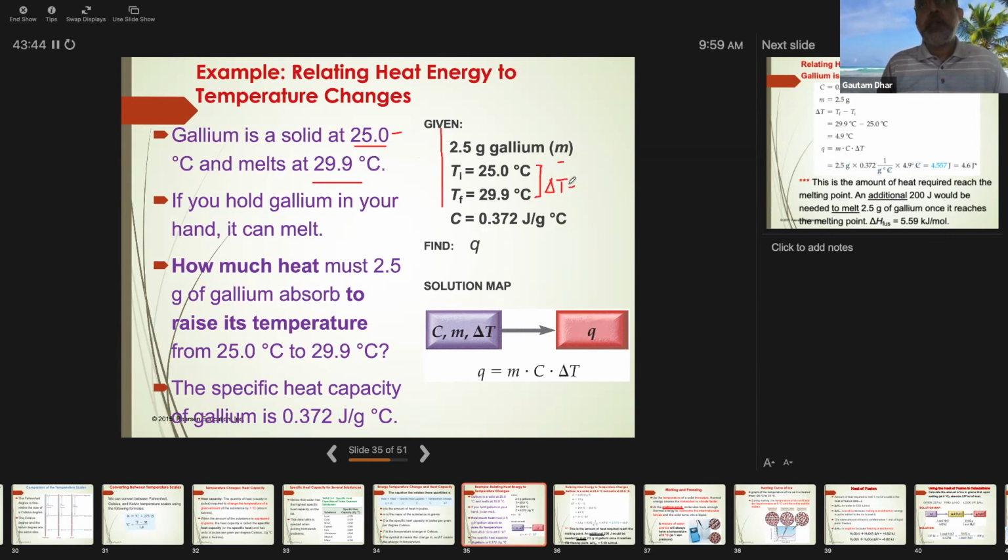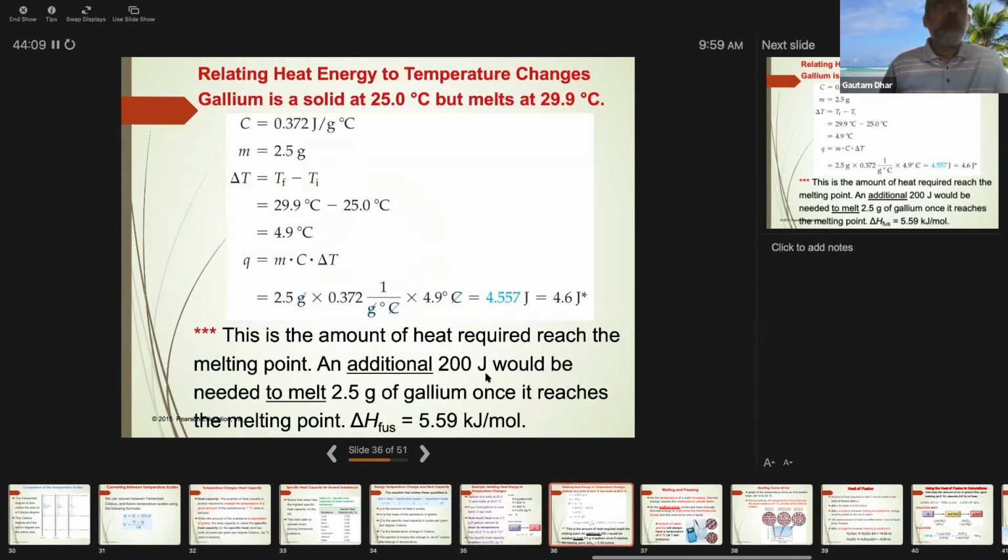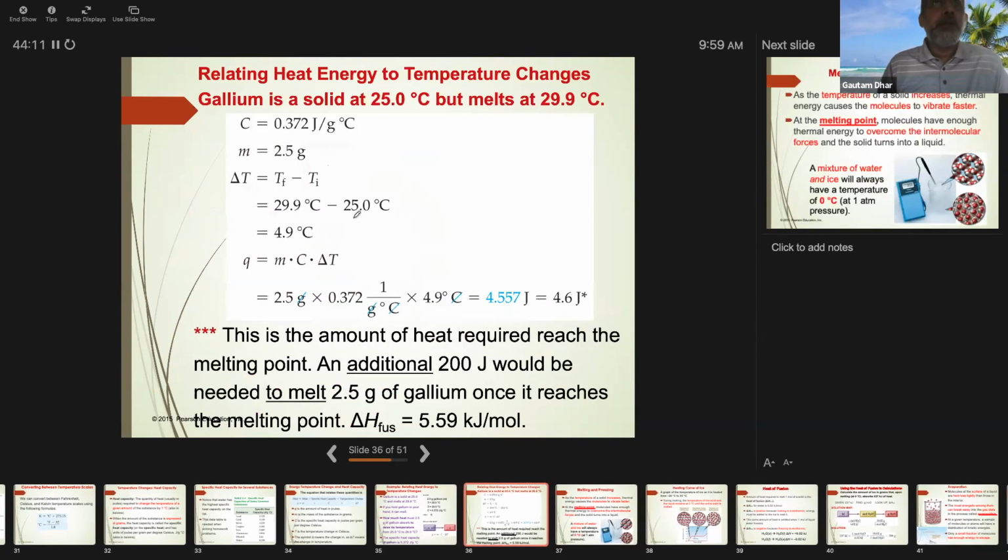So delta T is always final, delta, the meaning of delta means difference, and we always do final minus initial. Okay. So we can calculate the delta T, and we can get this from the table. You just multiply them. So this given here, the specific heat capacity of gallium is this. Okay. So next step, we figure out the delta T.